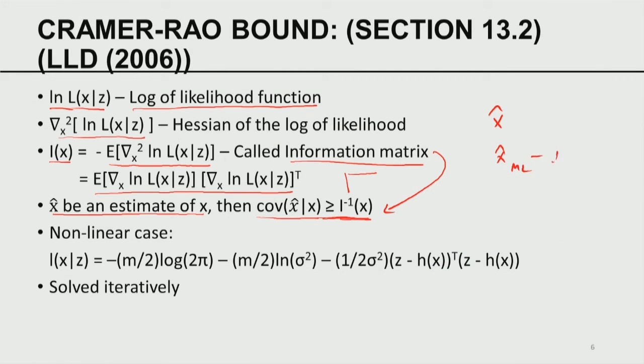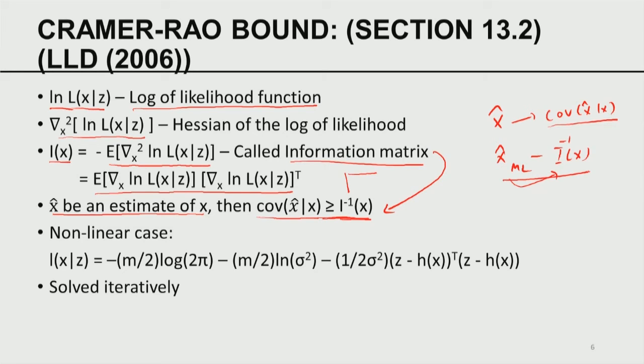The I in I inverse. This I of x is the information matrix. Please understand, the information matrix is the inverse of the covariance matrix. So I inverse of x is the covariance of the estimate of this. The covariance of the estimate of this is the covariance of x hat given x. So this is the covariance of any other estimate. This is the covariance of the maximum likelihood estimate.